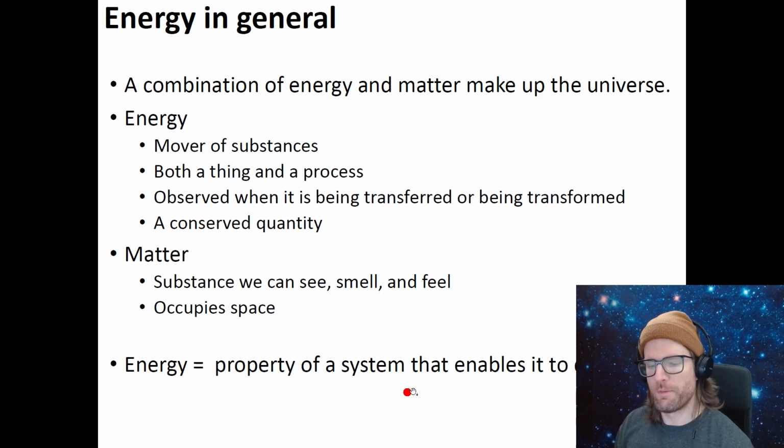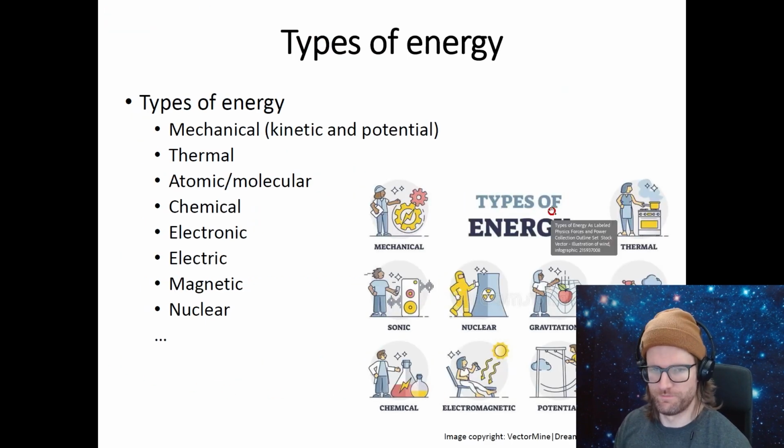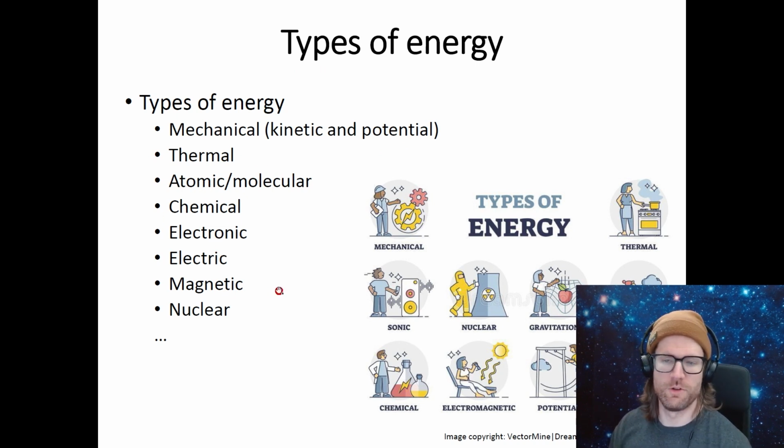So energy is a property of a system that enables it to do work. And there are many types of energy. There's mechanical, that's kinetic and potential. We'll get into that in a little bit. Thermal, atomic, molecular, chemical, electronic, electric, magnetic, nuclear, and the list goes on.